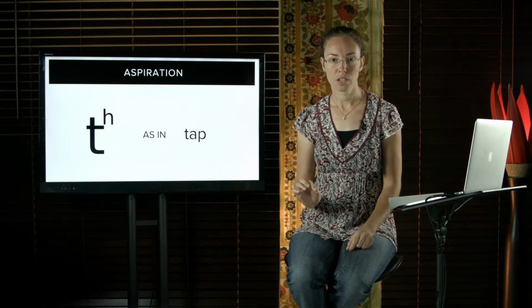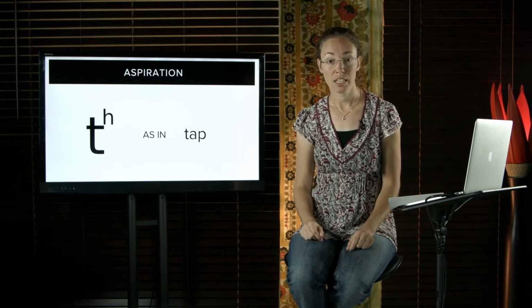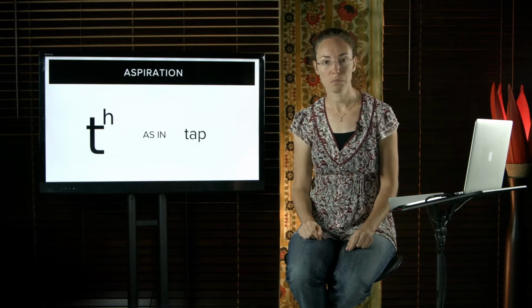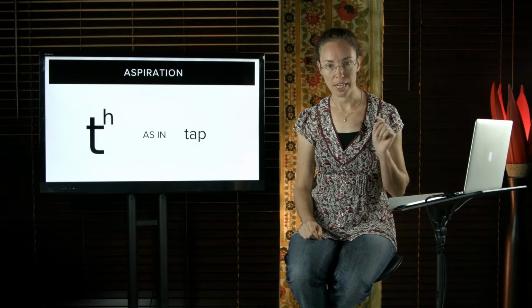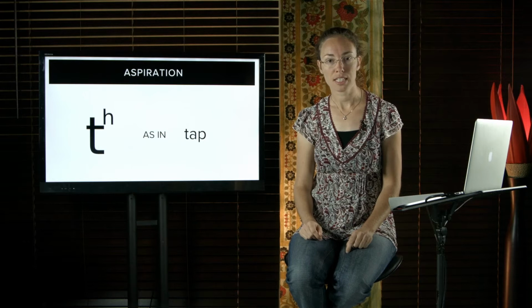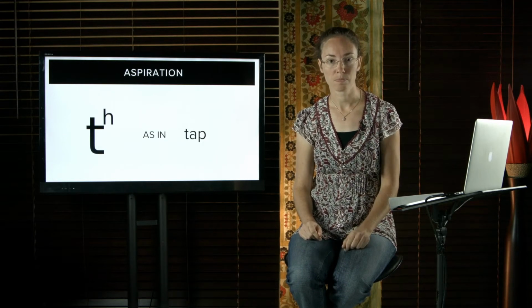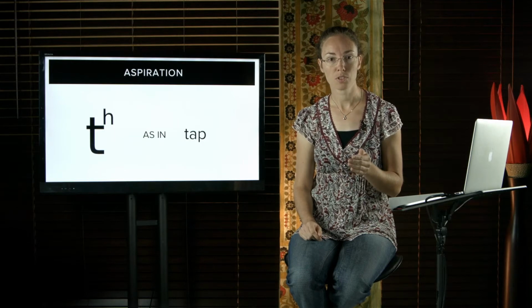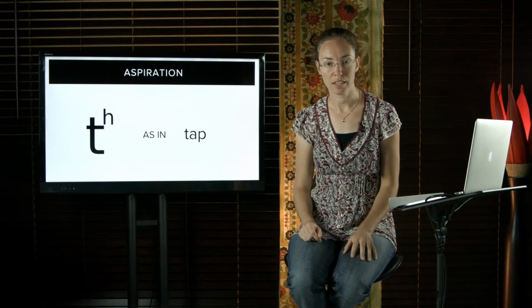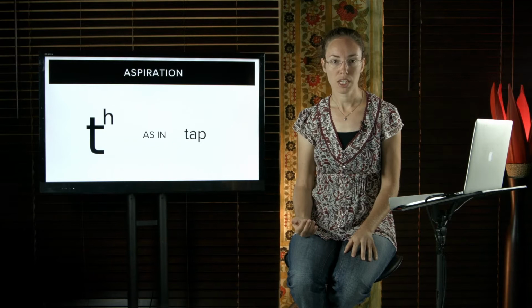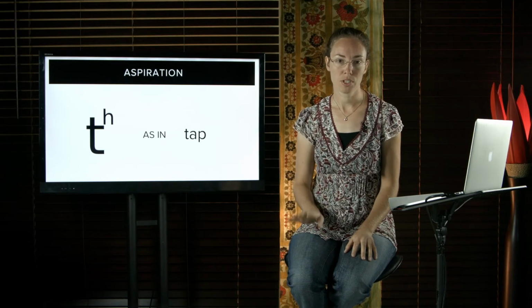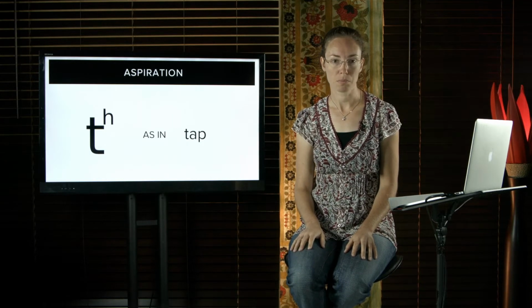For example, the k in kind is aspirated, so we would write the symbol for it as k with a little h after it. But the k in skin is not, because it's not the first sound of the syllable. And the p of stop is not aspirated either. Because aspiration is predictable in English, we often don't mark it when we're doing a broad transcription.